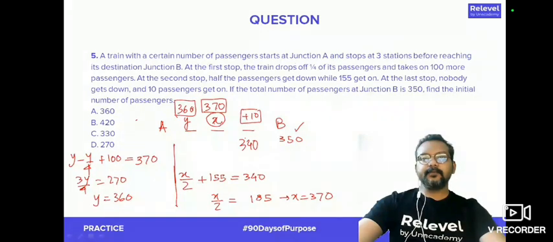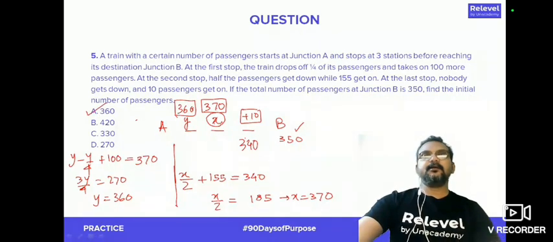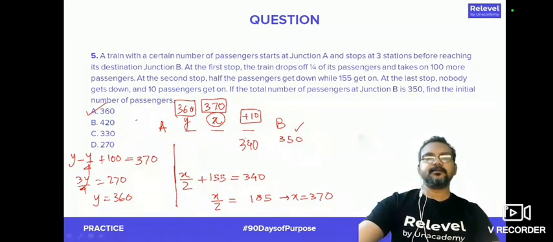The question is, if the total number is 350, find the initial number of passengers. So that is option A, 360. Okay. So from A, when the train left, there were 360 passengers. Option A.